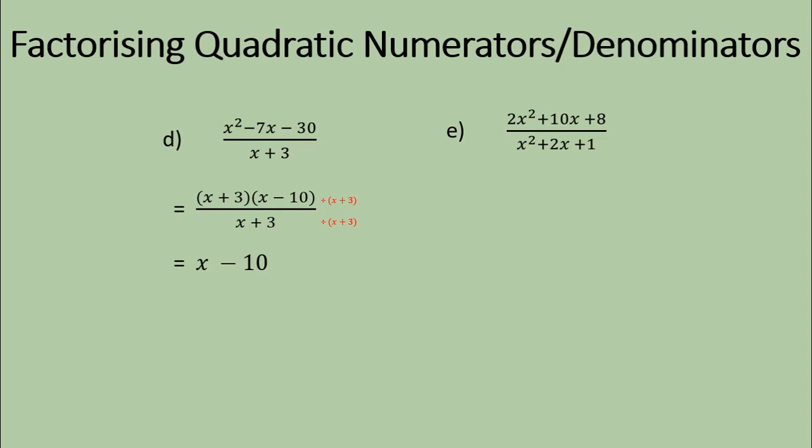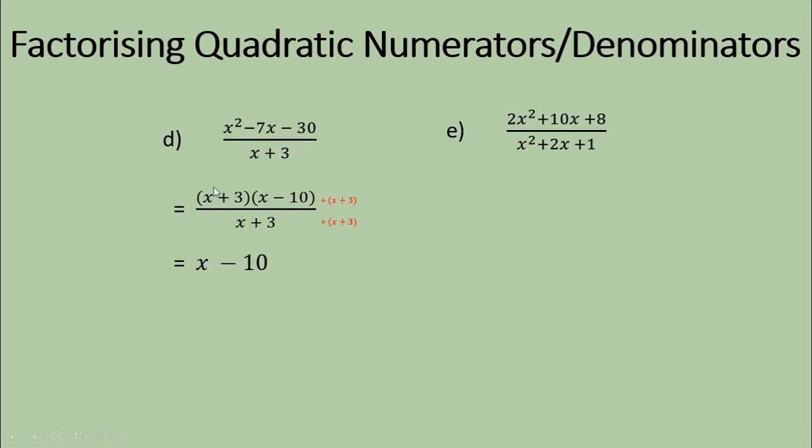So that was an easy one to start with. Let's have a look at question E, which is a more challenging one. I've got a quadratic on the top and a quadratic on the bottom. So there goes my idea of having that hint on the bottom to help me factorize. Now, what I've got on the top is really quite a difficult quadratic because I've got a number in front of the x squared term.